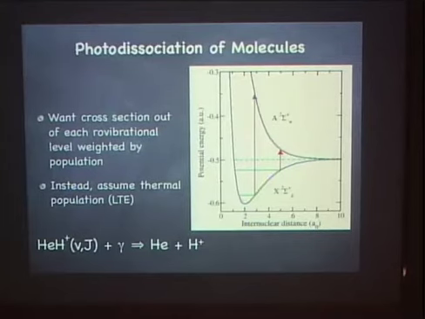Right, so we calculated the cross sections from each rotational-vibrational level, and then multiplied by the Boltzmann population to get the total dissociation rate, for example, for this reaction. And first I'm going to show you, we're going to consider just photodissociation within the ground electronic state, or so-called rovibrational dissociation.